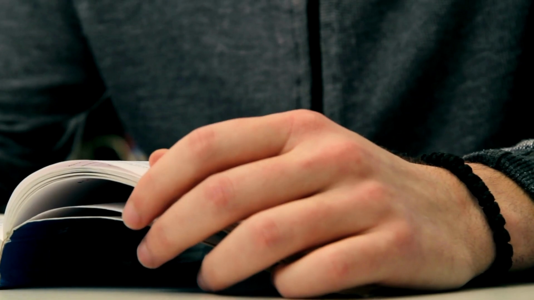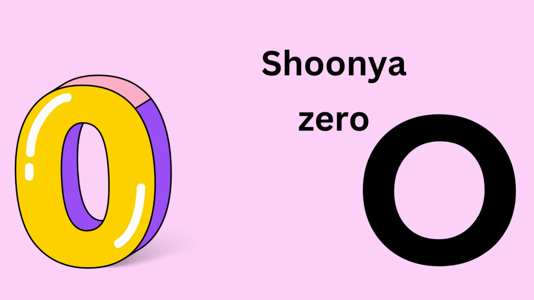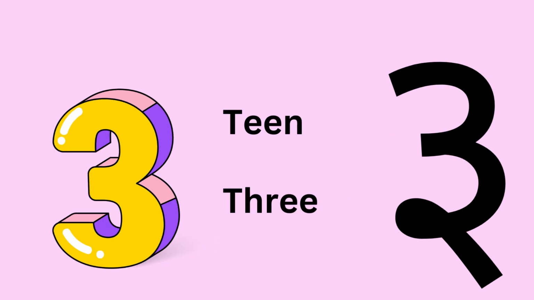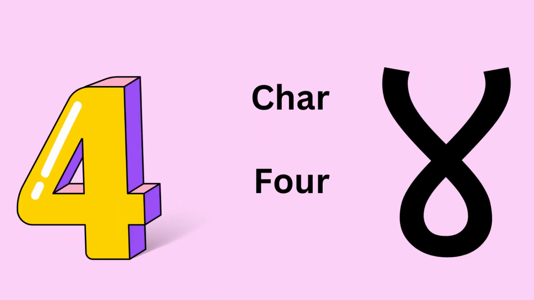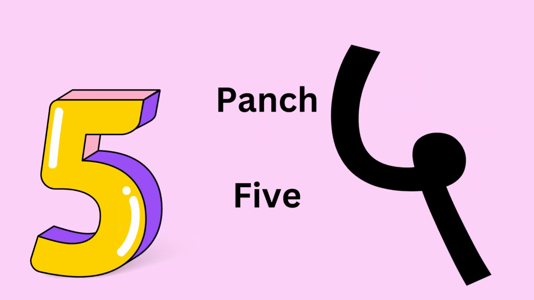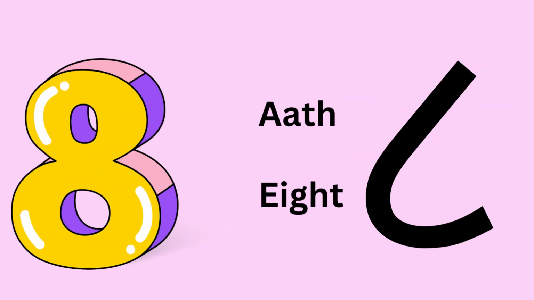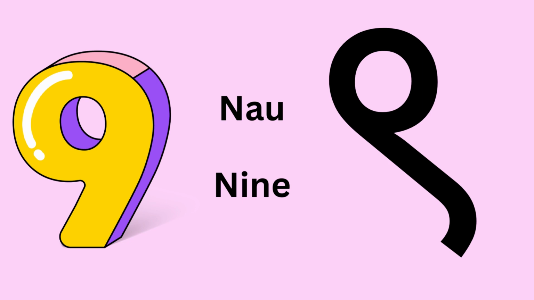So friends, let's revise once again. Shunya, ek, do, teen, 4, 5, 6, 7, 8, 9, 10.